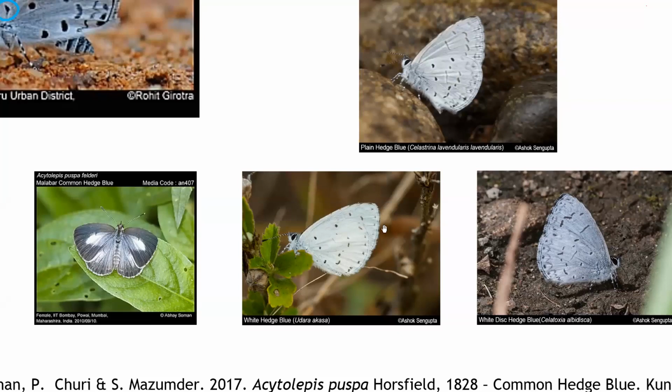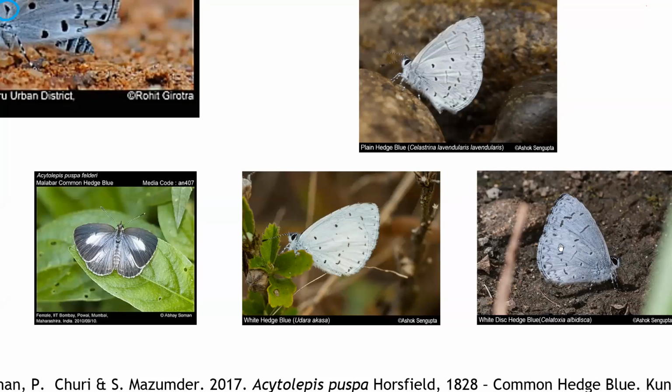The white disc and white hedge blue butterflies are found in the higher altitudes of the Western Ghats. In Karnataka, we have found white hedge blues in Kodagu. And this white disc hedge blue we have seen in Munnar. The white disc hedge blue is found at higher altitudes, 1,000 meters and above. I've seen it in Munnar; it's very commonly found there. Even the white hedge blue is commonly found in Munnar at mid and higher elevations.